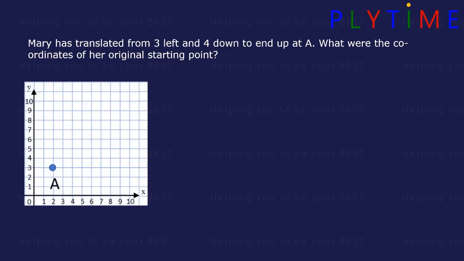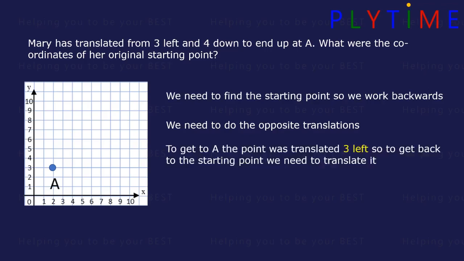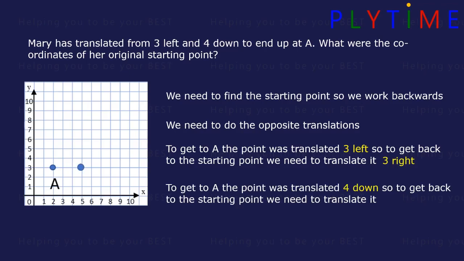Mary has translated 3 left and 4 down to end up at A. What were the coordinates of her original starting point? We need to find the starting point, so now we need to work backwards. So we do the opposite translations. To get to A, the point was translated 3 left. So to get back to the start point, we translate 3 to the right. And again, to get to point A, it was translated 4 down. So to get back to the start point, we need to translate it 4 up.